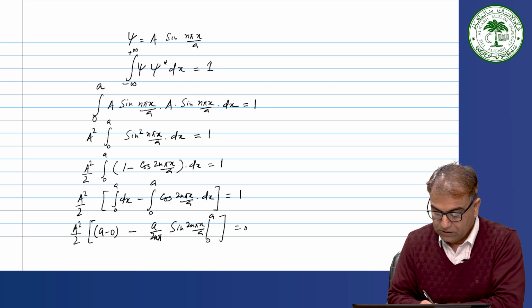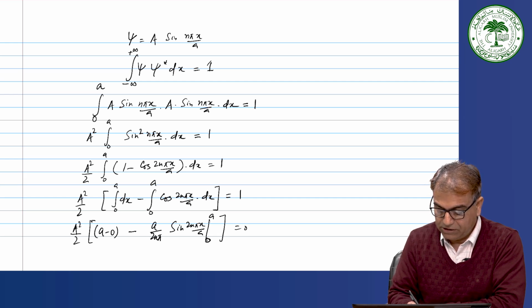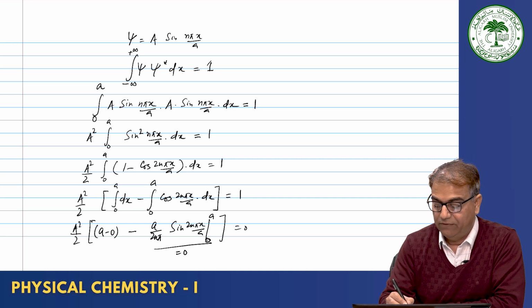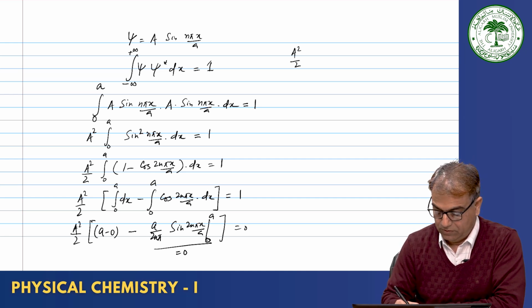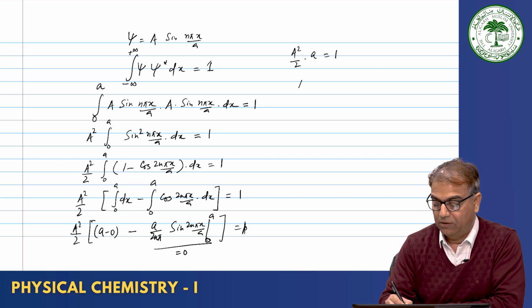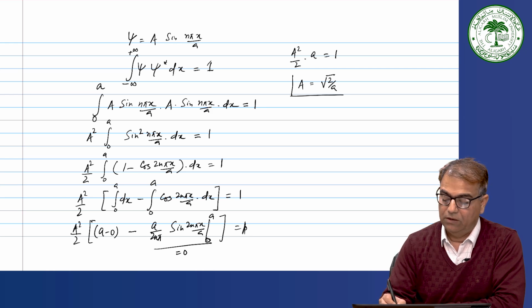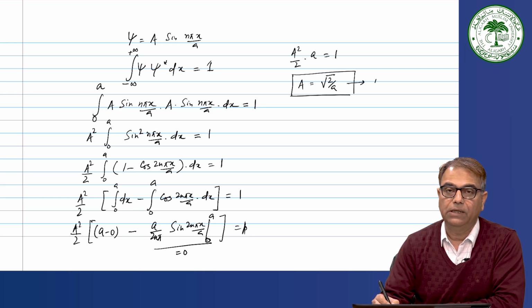If you put the upper limit a in place of x, then a and a will go, it will be sin 2 n pi, and again it will be 0. If you put the lower limit 0, then again it is sin 0, so it will become 0. So this whole term will be equal to 0, and now you have A squared divided by 2 into a is equal to 1. So A will be root under 2 divided by a. This is called the normalization constant.